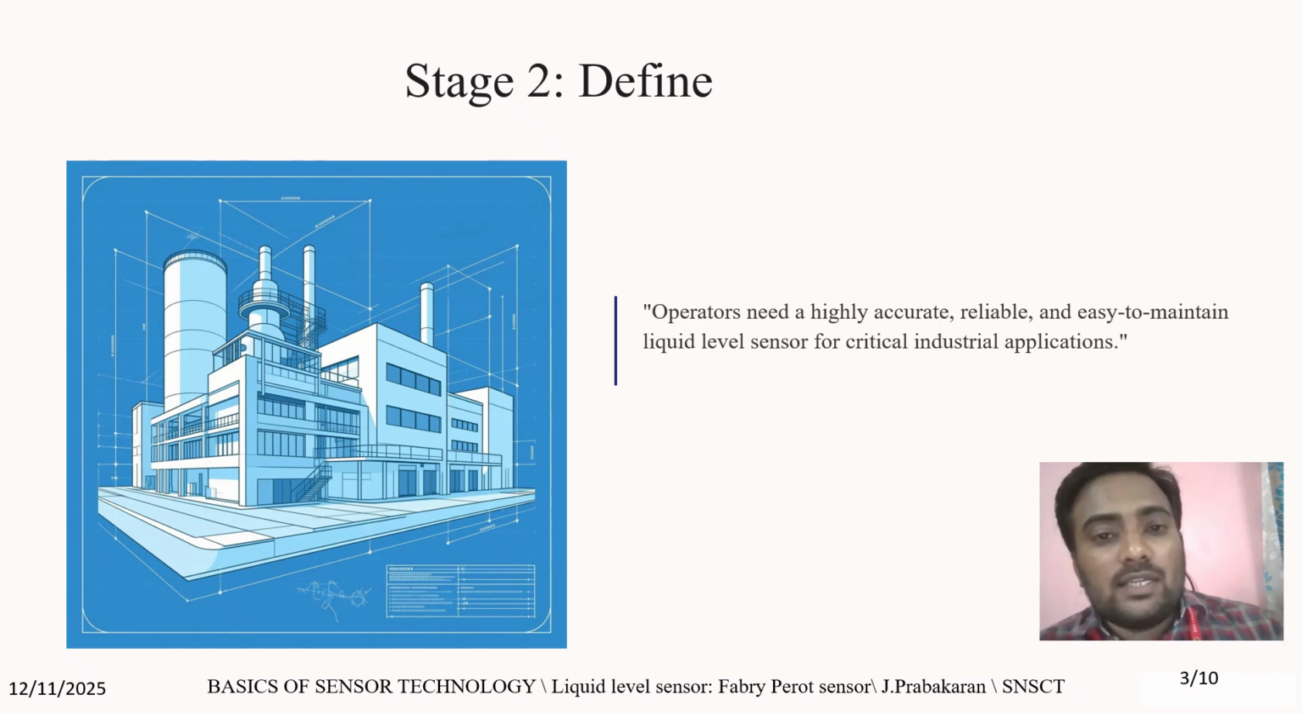The second stage of design thinking is define. Here we have to frame the problem statement. We convert our observations and user feedback into a clear, actionable problem statement. This step bridges user insight with technical possibility. Based on the empathy research, we can define the core problem as follows: operators need a highly accurate, reliable, and easy to maintain liquid level sensor for critical industrial applications.